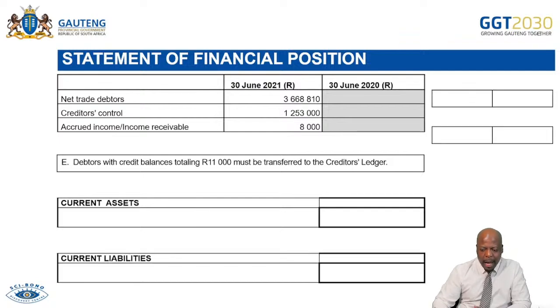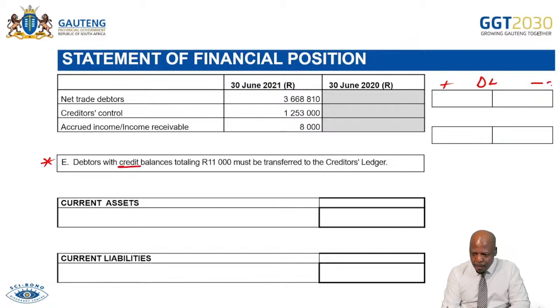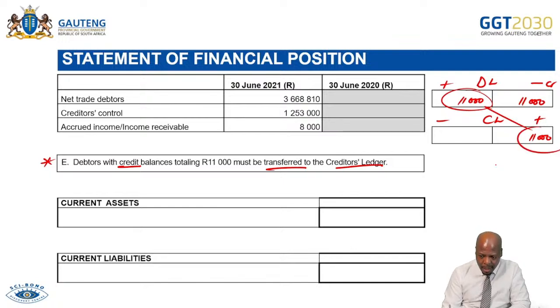I've prepared 2 small ledger accounts to explain our adjustment here. Debtors. So we're going to start in our debtors ledger. Here is a plus, here is a minus because it is an asset. Debtors with credit balances, so here's my credit side. Credit balances, 11,000. Must be transferred to the creditors ledger. Creditors ledger, here is a plus, here is a minus. So if I transfer, I'll come here, 11,000. And then to complete double entry, I'm going to bring it now here, 11,000. There it is. I've completed my double entry.